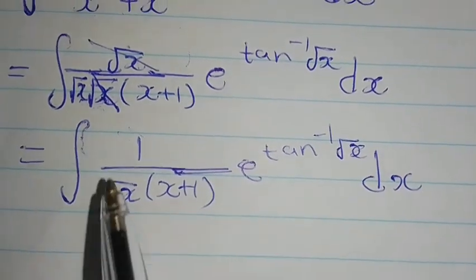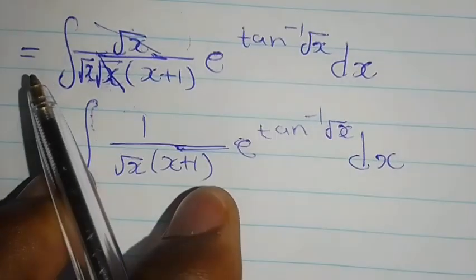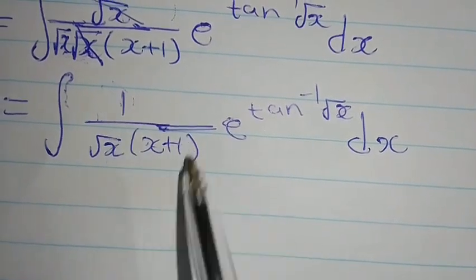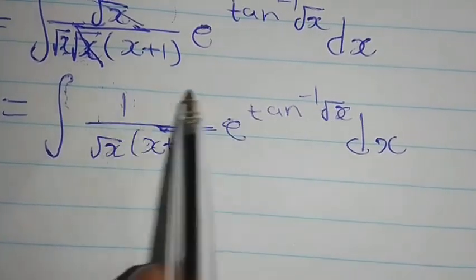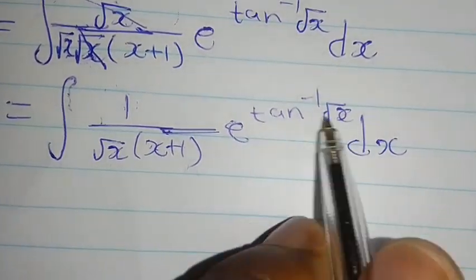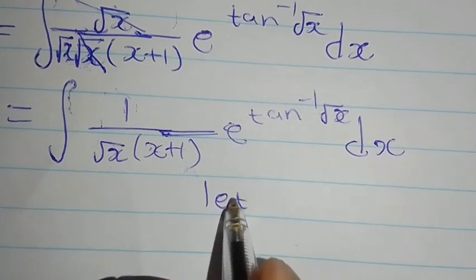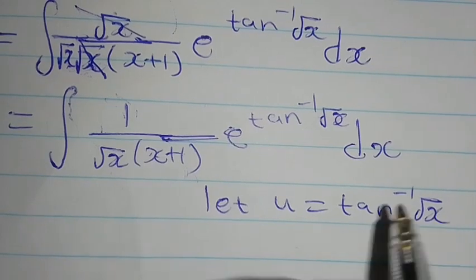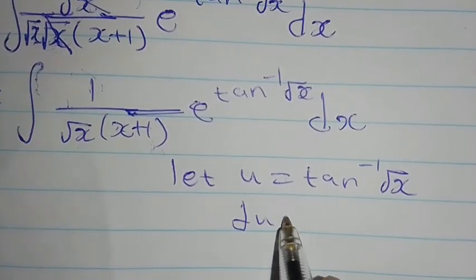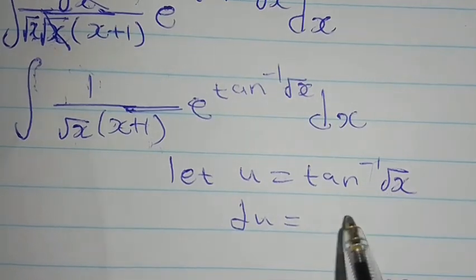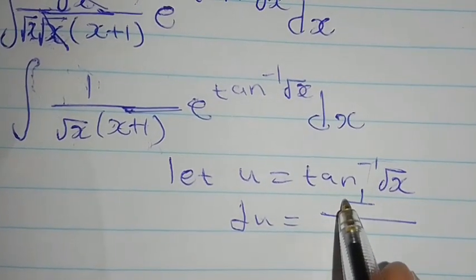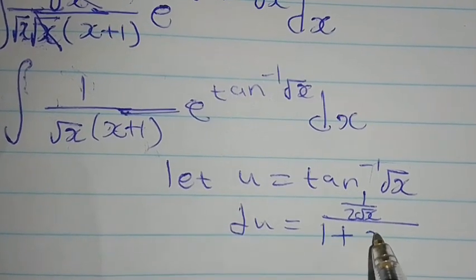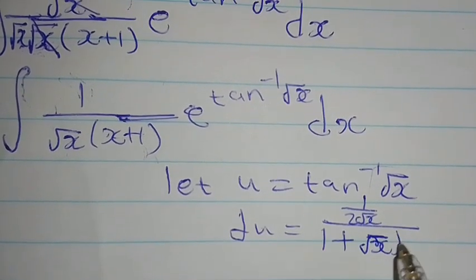Now notice that I'm gonna make my substitution because I see something familiar here. I see that the derivative of arctan root x is the same as this. So I can make my substitution. Let u equals arctan the square root of x. Then du in this case is gonna be the derivative of root x, which is 1 over 2 root x, and then you divide by 1 plus the square root of x squared.